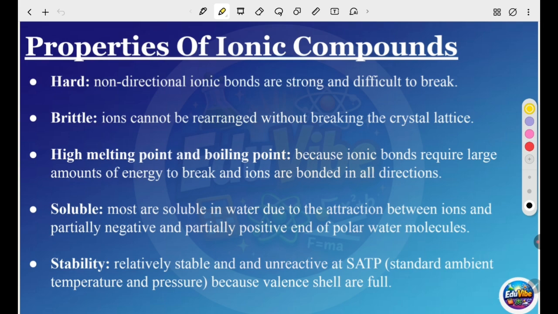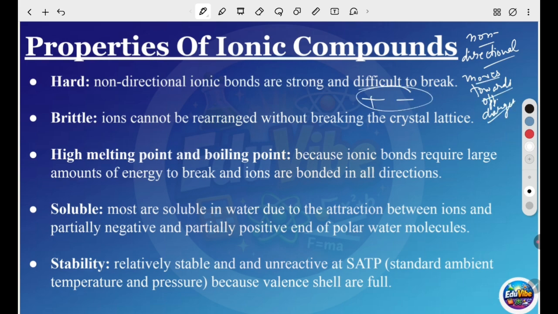You all know that ionic compounds are non-directional. This is the point I just want you to know, that they are non-directional. They do not have any direction, because an ion has the same attraction from all directions for an ion of opposite charge. So they move towards the opposite charge. If they have plus and negative, they move towards each other, negative to plus.